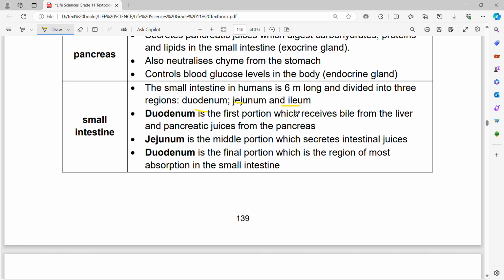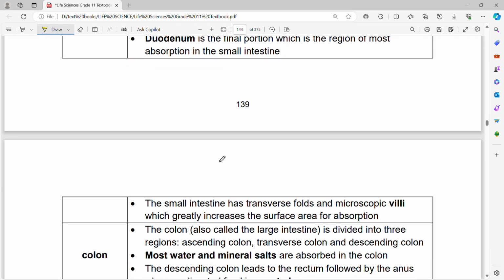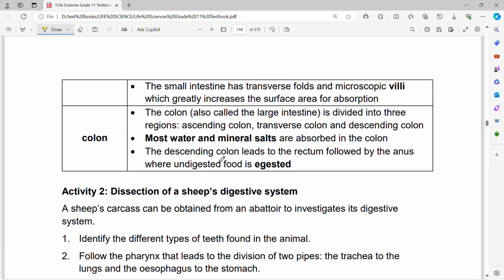The duodenum is the first portion, which receives bile from the liver and pancreatic juices from the pancreas. Then we have the jejunum, which is the middle portion, which secretes intestinal juice, and the ileum is the final portion, which is the region of most absorption in the small intestine. The small intestine has transverse folds and microscopic villi, which greatly increase the surface area of absorption. So these are also part of the intestine.